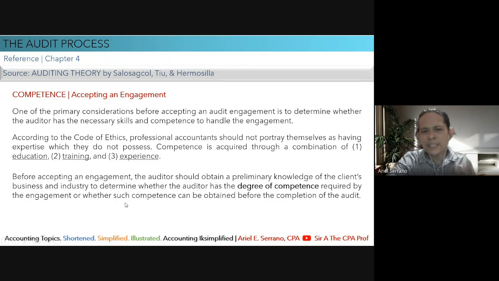Or whether such competence can be obtained before completion of the audit. So, kung hindi man, let's say bago itong kliyente na ito, first time in our portfolio na magkaroon tayo ng mining for example, kailangan obtain ng detailed knowledge about the client, about its industry before the completion of the audit. Okay? So that's how we spell competence.